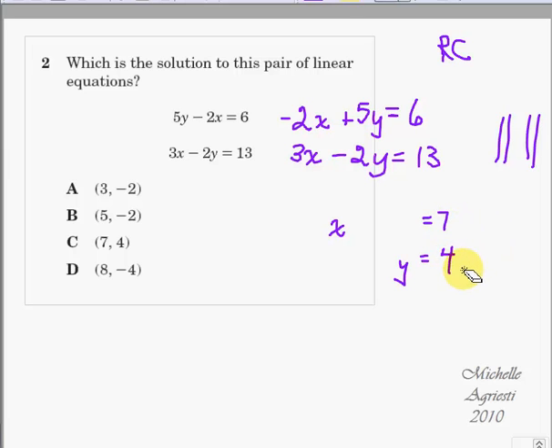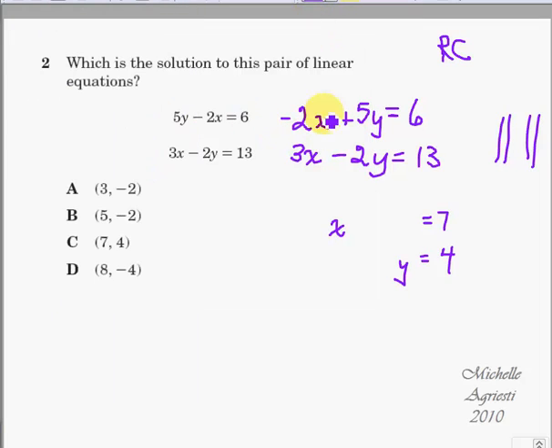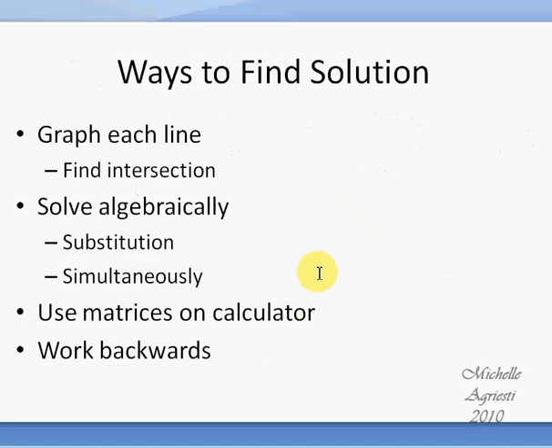7, 4. The calculator did all the work for us. Pretty exciting, huh? But be careful. Make sure that your information is in correctly. Your x's are in the same spot, and your y's are in the same spot. Okay, next we'll work backwards. Let's go ahead and just do that right now.